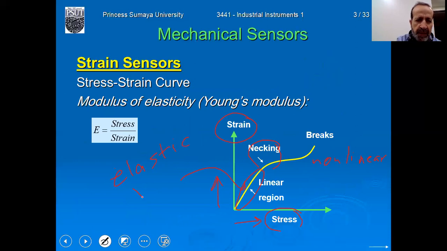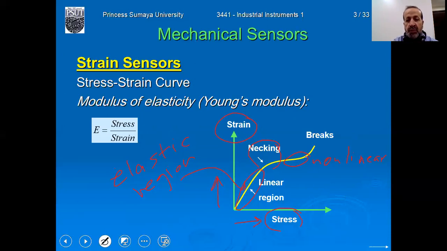This is the elastic region, and here the non-elastic region. Elastic comes from elasticity. That means that if you elongate a rod or wire by applying force, then the length will increase. If you remove the stress, then the rod will return to its original length or shape. This is called elasticity. But this is up to a certain point.